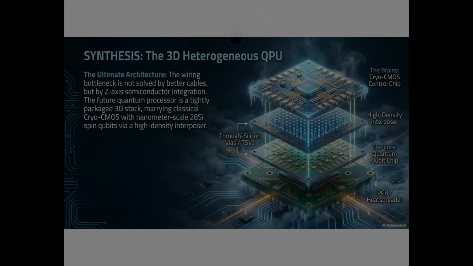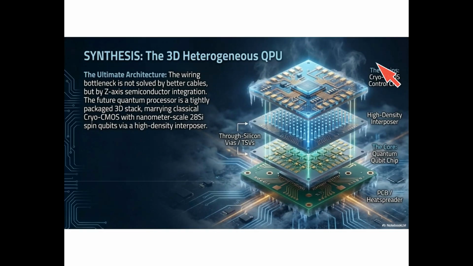This is the synthesis slide, where everything comes together into the complete architecture of a future silicon spin-qubit quantum processing unit. The solution is a three-dimensional heterogeneous chip stack. At the top is the brains, the Cryo-CMOS control chip. This classical integrated circuit generates all gate pulses and processes all readout signals, operating at the 1 to 4 Kelvin stage.